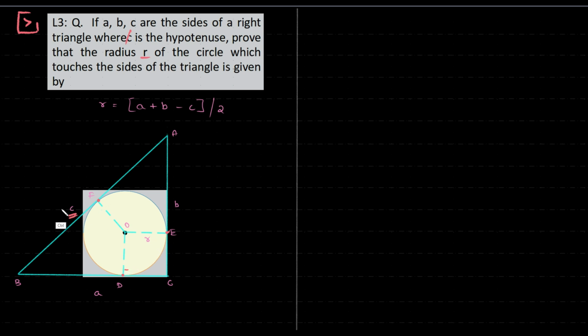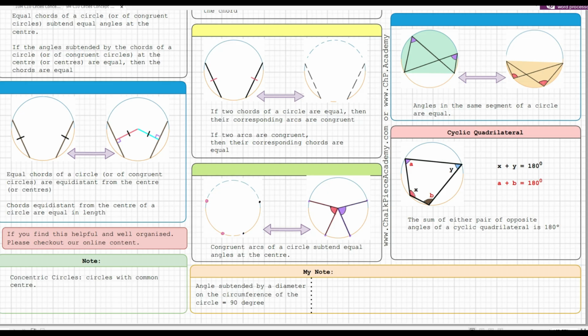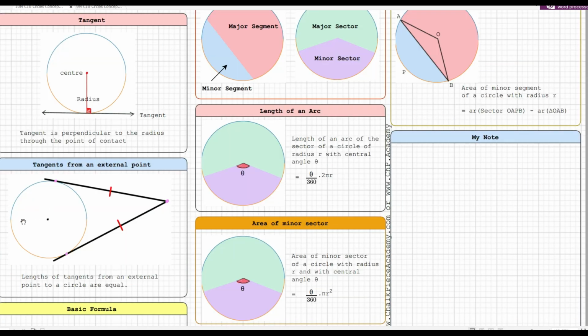Let me use the lighter layer. This is 90, this is 90 and this is 90. And this is all radius, so this length and this length are equal. We have to prove that r is equal to that particular expression. So this has to do with the fact that, which property should we use? Yes, we have to make use of the tangents from an external point.